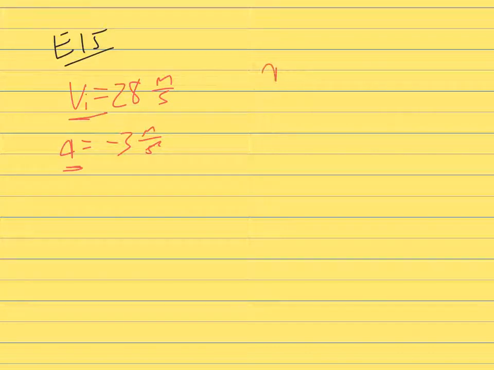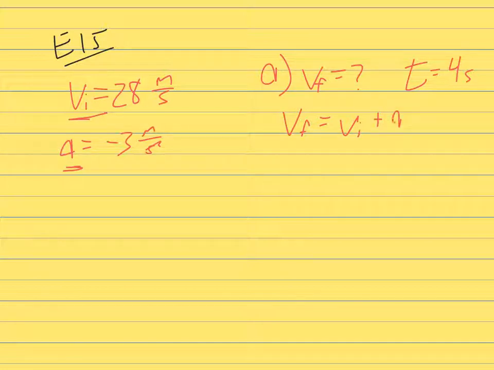Part A says, what is its velocity? What is its final velocity after a time of 4 seconds? Time equals 4 seconds. So we're going to go back to our V final equation we've been using. It's going to equal V initial plus a times t.